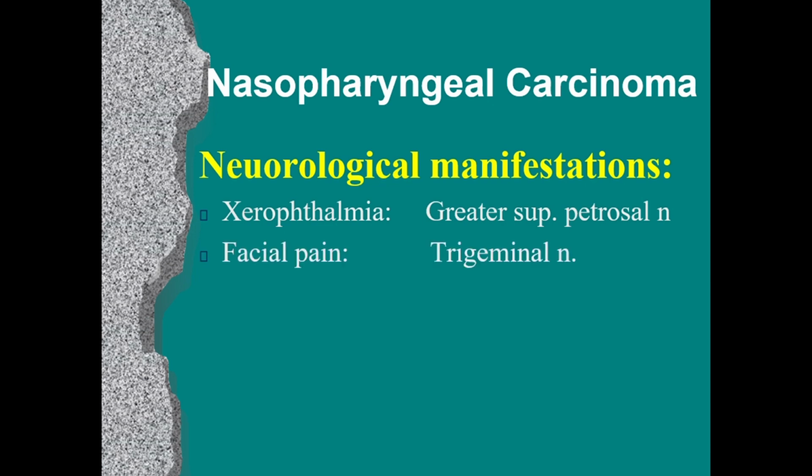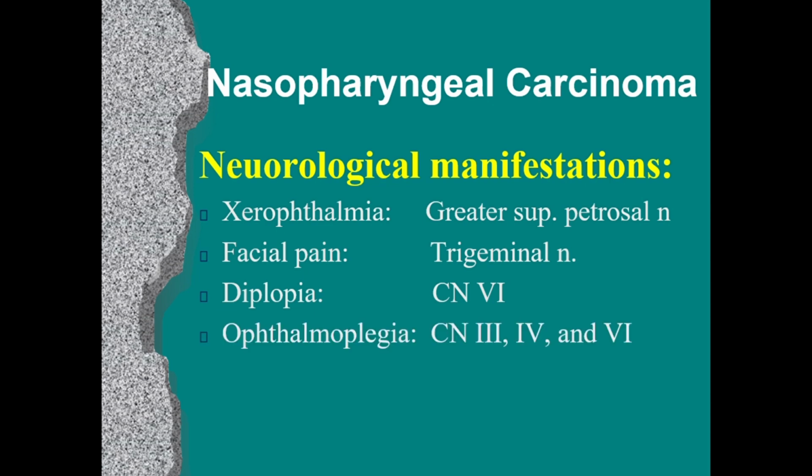Number 2, facial pain. It means pain in the face due to affection of the trigeminal ganglion or one of the branches of the trigeminal nerve. Diplopia is due to affection of cranial nerve number 6. What is the relation between cranial nerve number 6 and nasopharyngeal carcinoma? Cranial nerve number 6, or the abducent nerve, has the thinnest trunk of all cranial nerves, and it passes over a sharp edge, which is the petrous apex. So any minimal increased intracranial tension will cause cranial nerve 6 palsy.